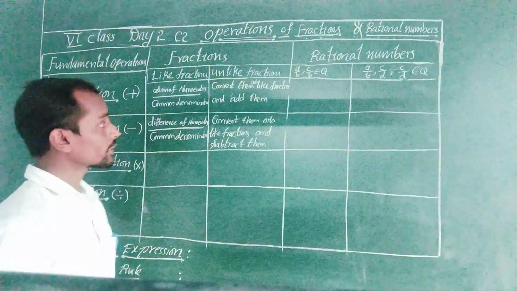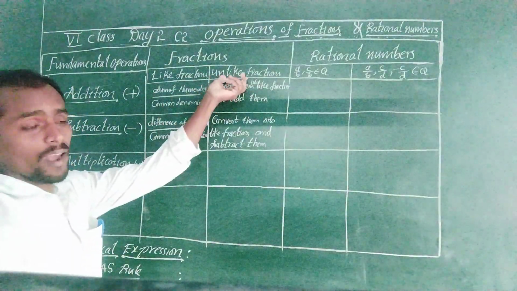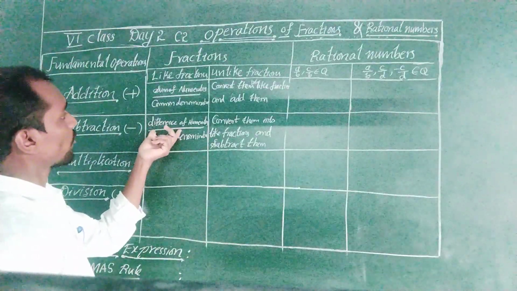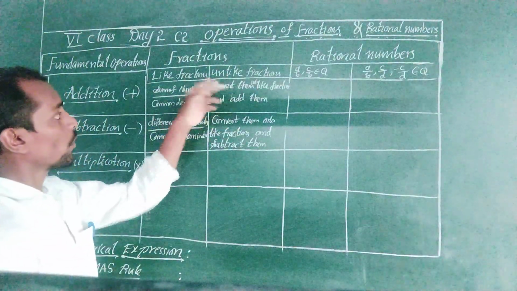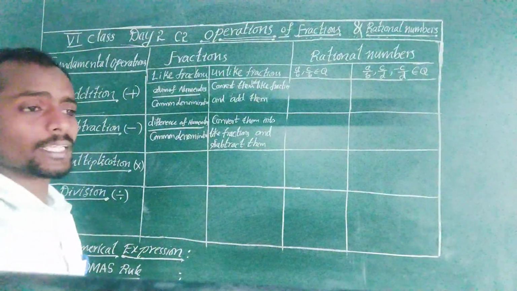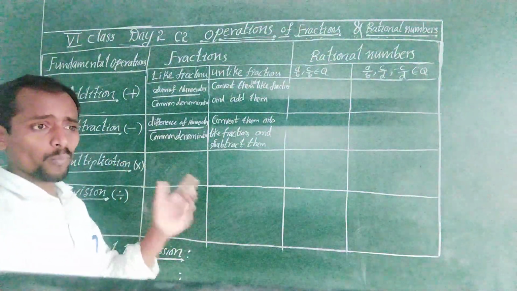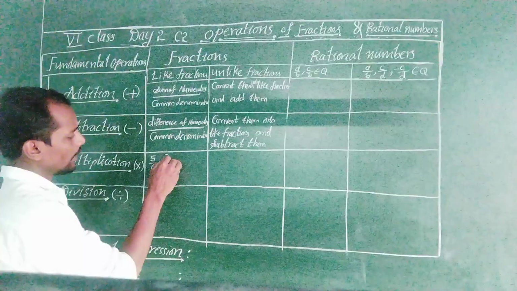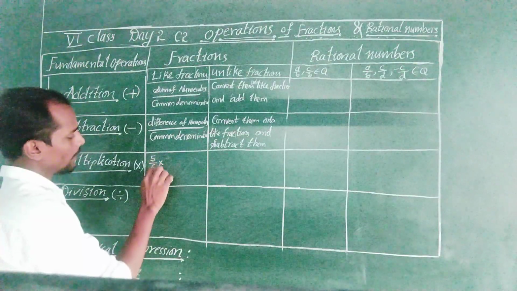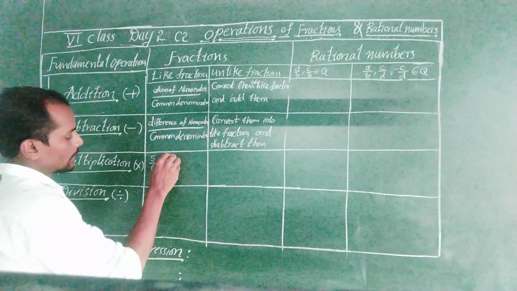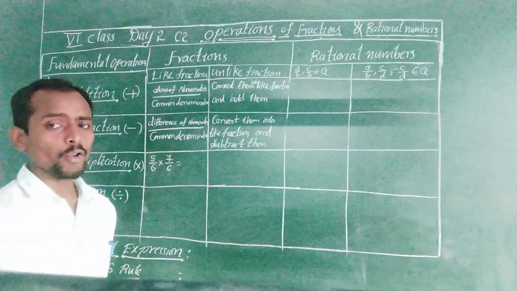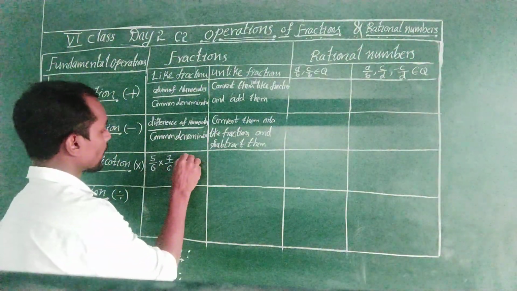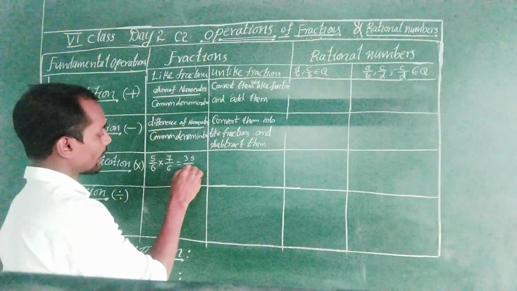I have written the process of how to add like fractions, how to add unlike fractions, how to find out the difference between two like fractions, how to find out the difference between two unlike fractions. Now multiplication of two like fractions. Simple: take 5 by 6 into 7 by 6. Here you have to multiply both numerators and both denominators as it is. 7 5s are 35 by 6 6s are 36.